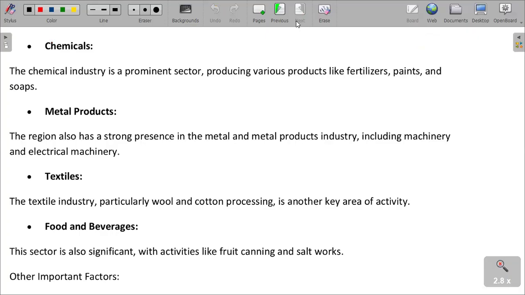Chemicals is a prominent sector. So chemical industry is a prominent sector producing various products like fertilizers, paints, and soaps, which we have there.